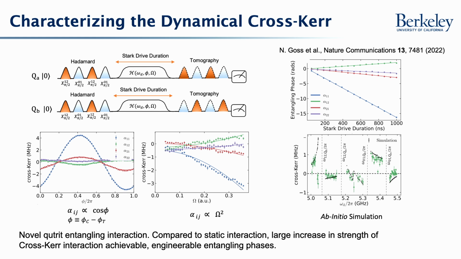And I think the main takeaway is we have this interaction that we can tune to entangle the full 2-qubit Hilbert space of our device. And then compared to a static interaction, we can engineer a sizable increase in the actual strength of this entangling interaction.